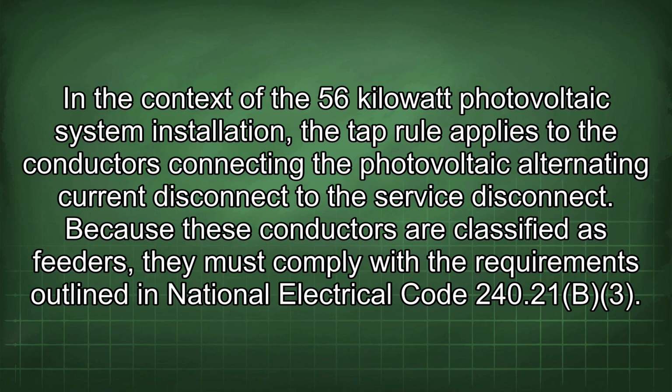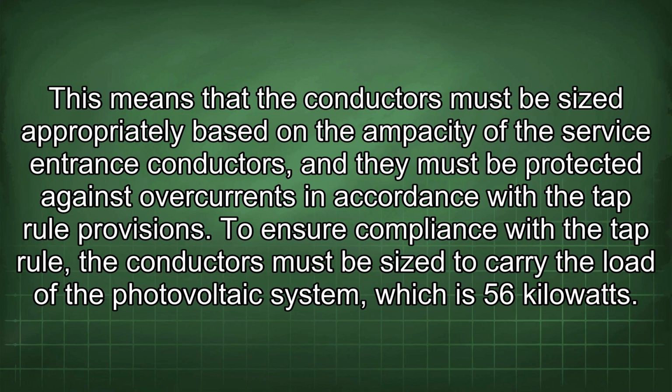In the context of the 56 kilowatt photovoltaic system installation, the tap rule applies to the conductors connecting the photovoltaic alternating current disconnect to the service disconnect. Because these conductors are classified as feeders, they must comply with the requirements outlined in National Electrical Code 240.21(B)(3). This means that the conductors must be sized appropriately based on the ampacity of the service entrance conductors, and they must be protected against overcurrents in accordance with the tap rule provisions.